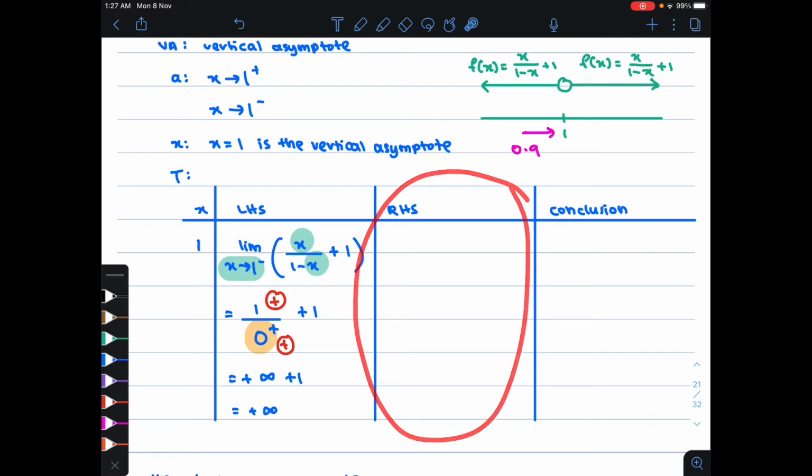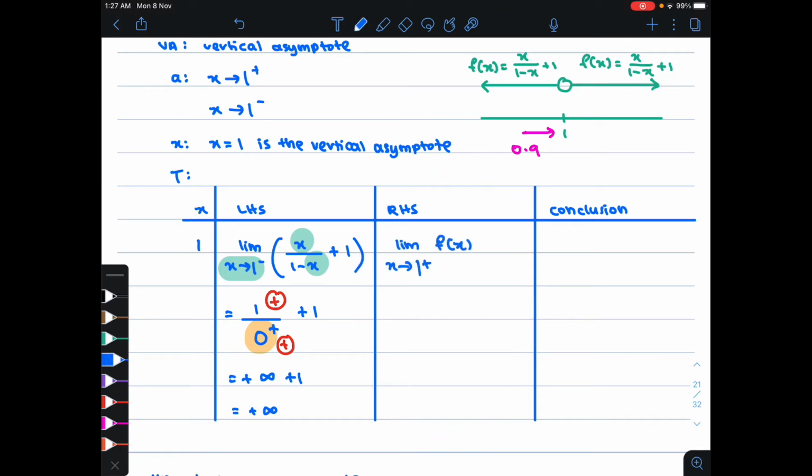Now let's do the right hand side. Find the limit of f(x) as x approaching 1 from the right hand side. So this is 1, and this is from the right hand side. We can see that this is our f(x). Substitute x equal to 1 into x. For the first term, we're going to get 1 over 0. And when we substitute this into the second term, we will get plus 1.